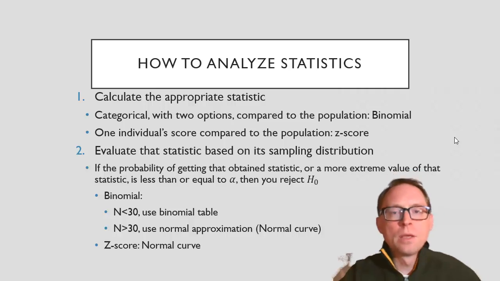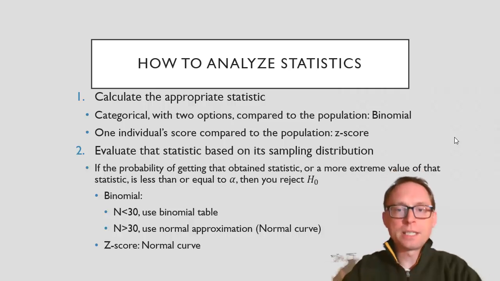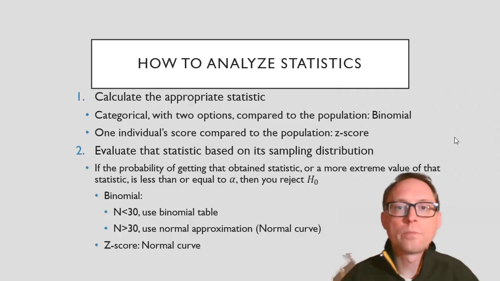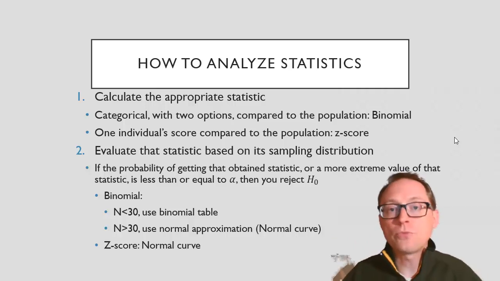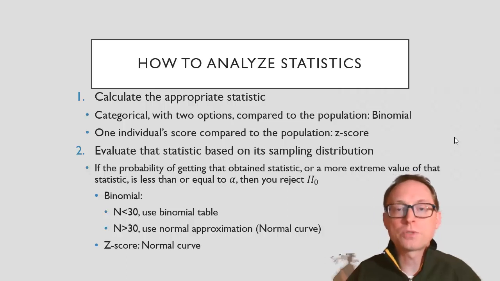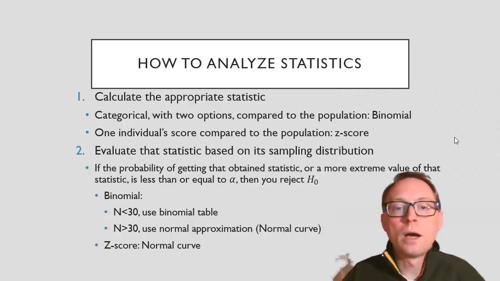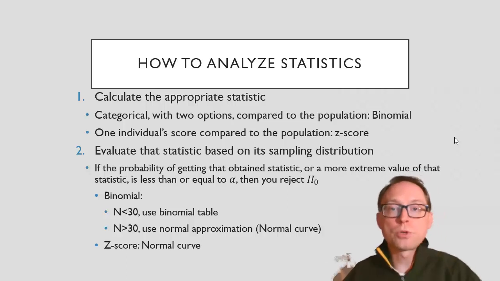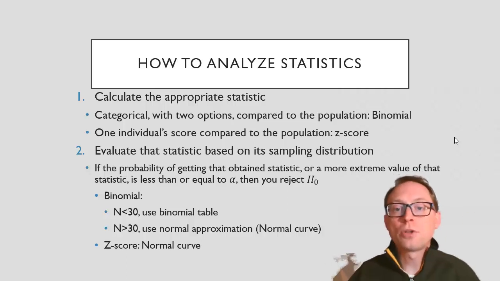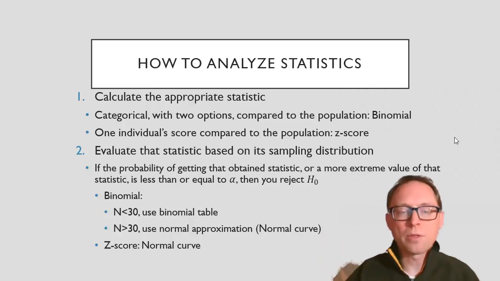So first, a review, how to analyze the statistics. Step 1, choose the right statistic. So far we've discussed two basic kinds of statistics that you really care about. One is a categorical with two options that are mutually exclusive. That's the binomial. If that's what you've got, then you use a binomial. Or if you've got one individual score compared to the rest of the population, then you're looking for the z-score, right? You can also do this for the mean and other things. So you just need to know what statistic you're supposed to run.